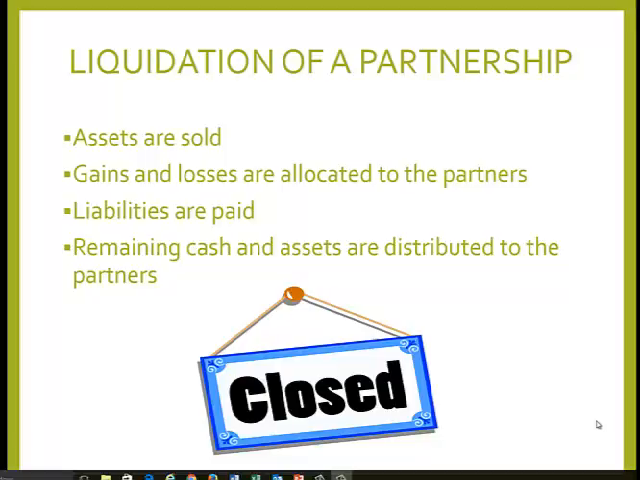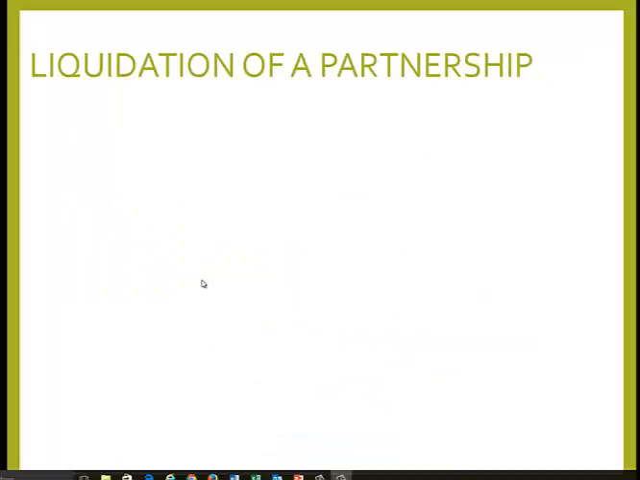This video is a review of the liquidation process. A partnership liquidation occurs when a partnership closes its business for good. The partnership assets are sold. Any gains and losses from those assets are allocated to the partners. All the liabilities are paid off, and then the remaining cash and assets are distributed to the partners.